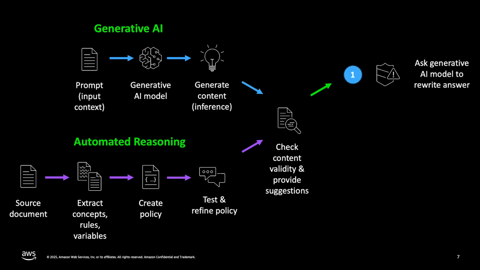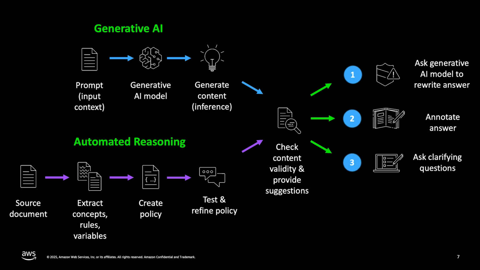And you can do many things with it. You can ask your Gen AI to take this response from automated reasoning and use it to rewrite the answer, or you can use it to annotate the answer, or you can say, I want to ask clarifying questions with it. And also you can see how you can use automated reasoning as an additional check on your Gen AI application for building a reliable application.